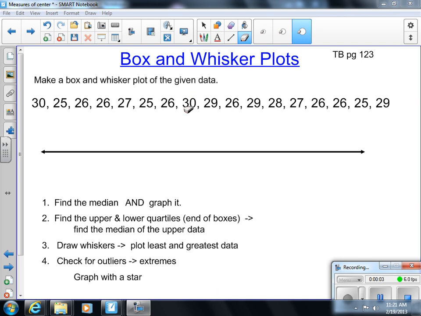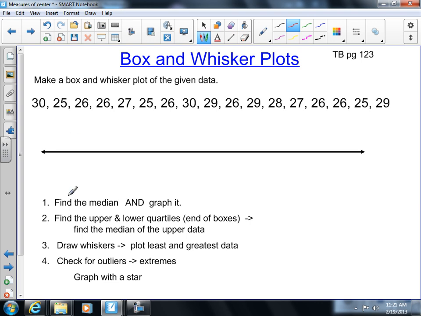Today we're going to work on making a box and whisker plot. The first thing that you need to do with a box and whisker plot is to put your data in order, and then we're going to graph it.